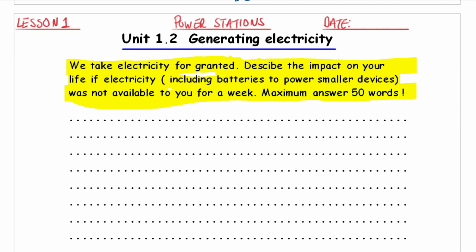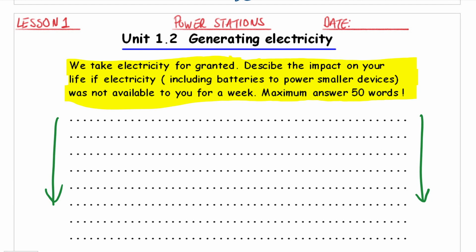Maximum answer, 50 words. So think about your day-to-day, where you use electricity and how your day would have been different. So this is just a starter to get you thinking. 50 words, so if you can go for at least 4 or 5 lines, say how your life would be different, and 3-4 minutes should be sufficient. Start now, so press pause on the video, and when you've completed, press play.